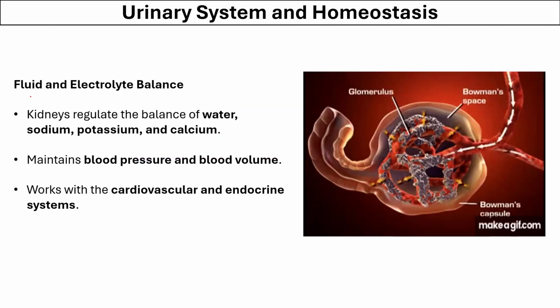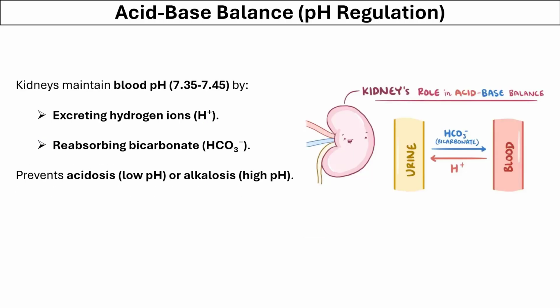The urinary system plays a key role in maintaining the fluid and electrolyte balance, or homeostasis, in our body. Kidneys regulate the balance of water, sodium, potassium, and calcium ions by increasing or decreasing the amount of all these things in the urine or absorbing them back into the blood. This helps in maintaining blood pressure and blood volume. Therefore, it works very closely with our cardiovascular and endocrine systems.